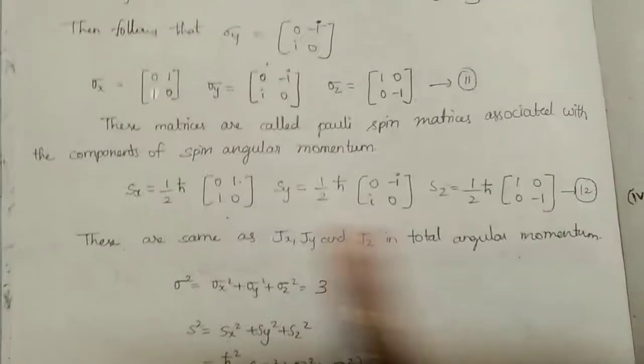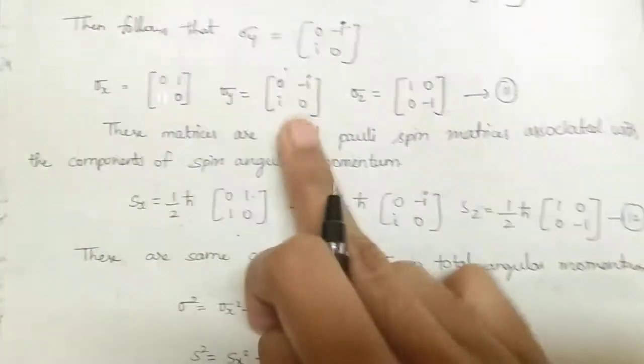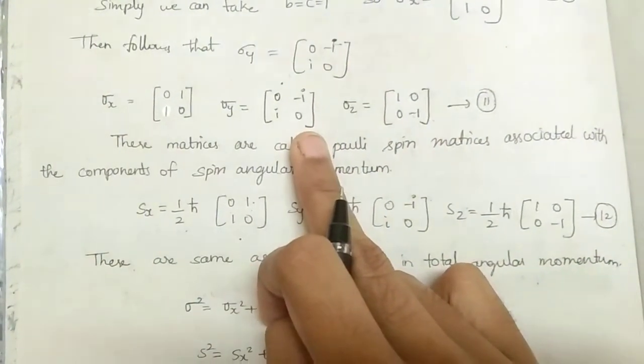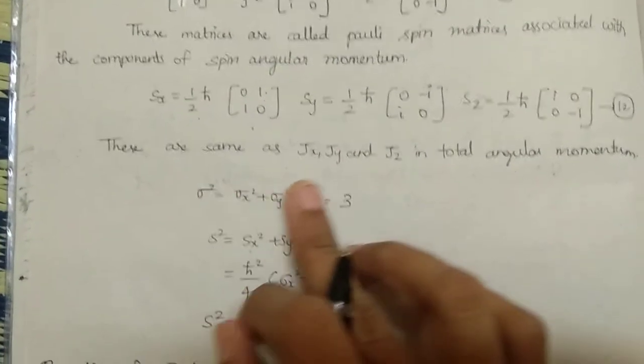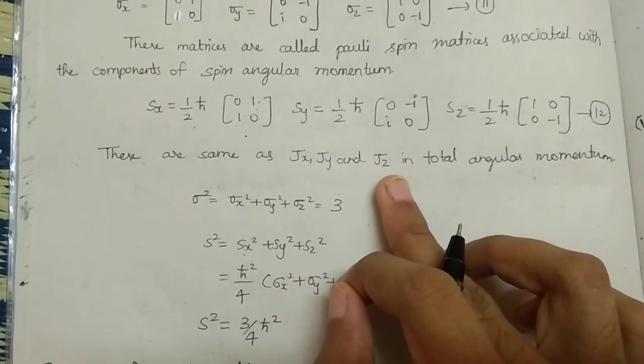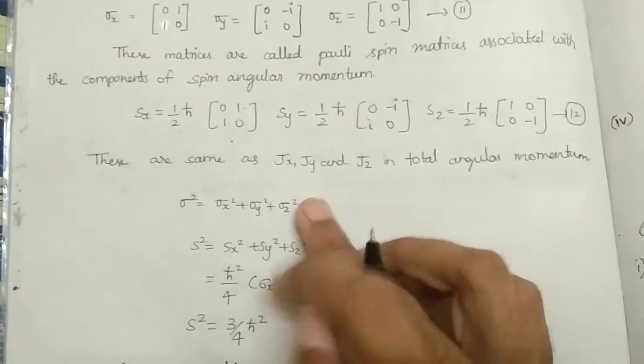So these are nothing but Pauli spin matrices. In this manner we have derived the Pauli spin matrices step by step. These are the same as Jx, Jy and Jz in total angular momentum.